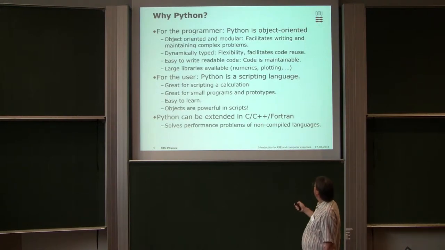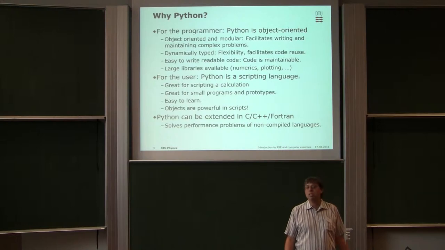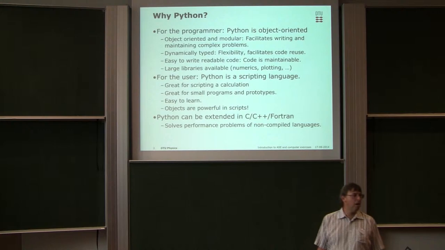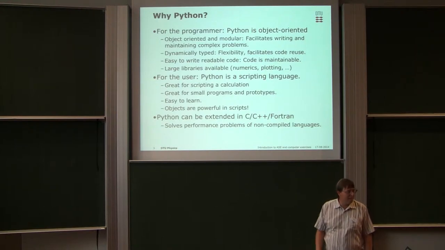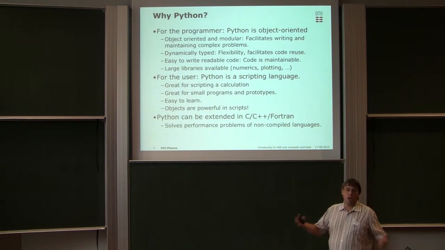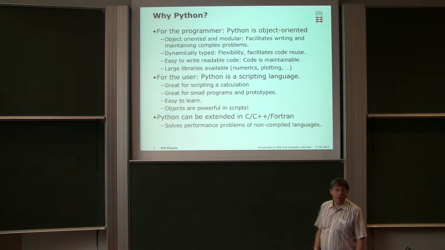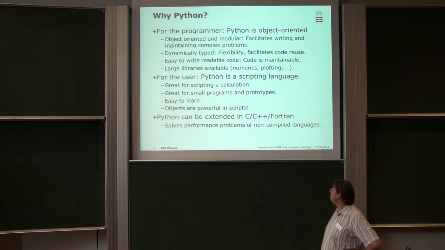It's flexible and it's actually relatively easy to write readable code. There are some languages where it requires a substantial effort to make code that anybody else can read. In Python, it requires some effort to make code that other people cannot read. And then there are a lot of libraries, numerics libraries, mathematics libraries, plotting libraries, etc. available. So we don't have to invent everything ourselves.